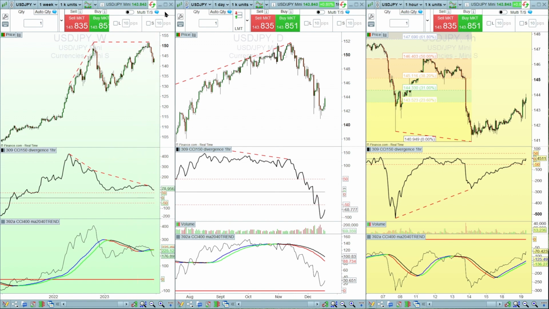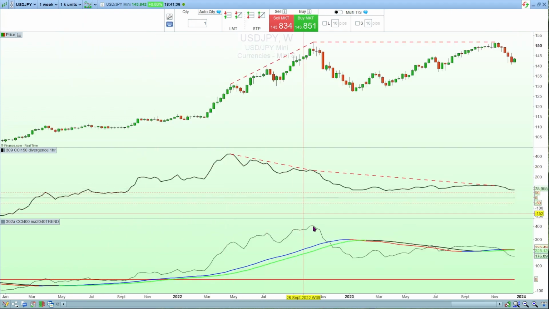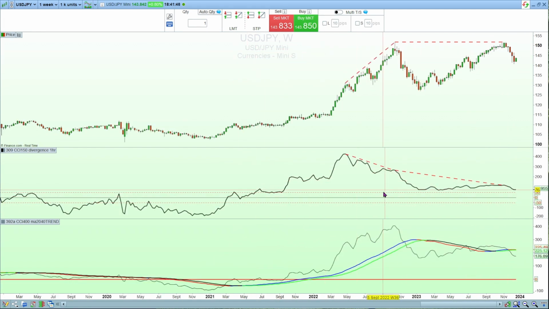And just looking at each of these in detail, on the weekly you can see here the CCI 400, which we use as a trend indicator. It's pretty much broken below its moving averages, so it's getting bearish obviously. On the CCI 150, that's our divergence indicator.